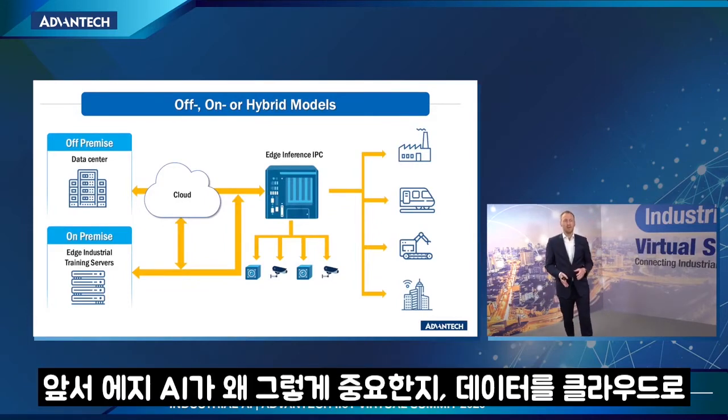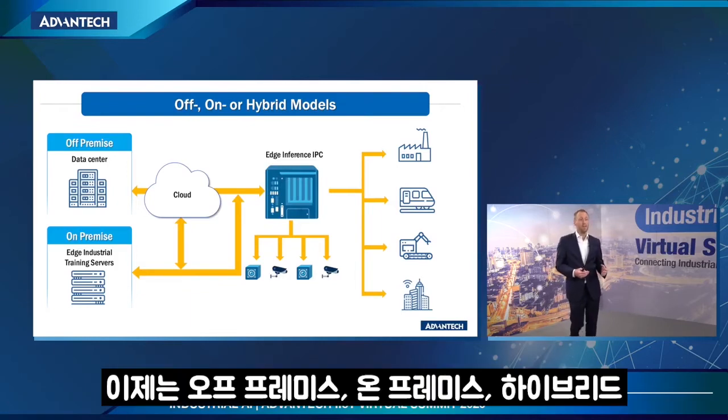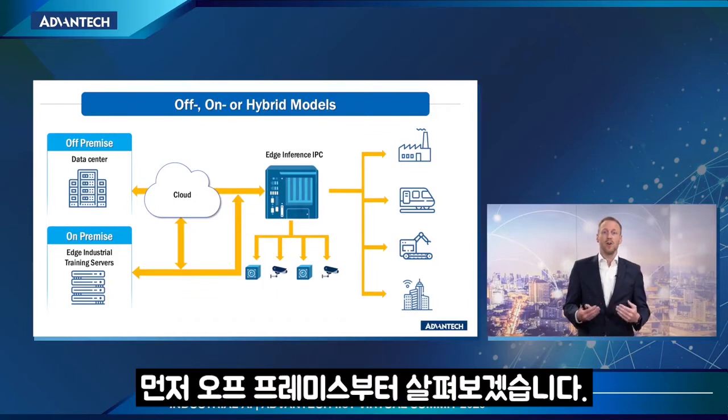In the beginning, we spoke a little bit about why Edge AI is so important, and then we discussed already a little bit about sending data to cloud and so on. Now you have the off-premise, you have the on-premise, and you have the hybrid business model. Now if we start first with off-premise.